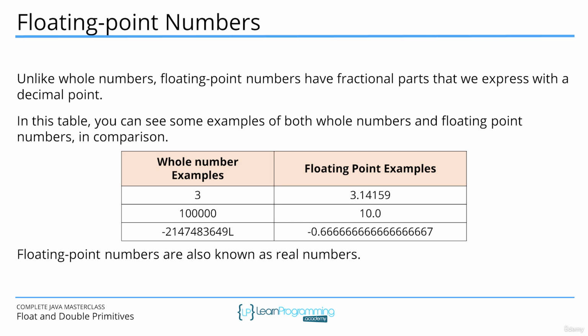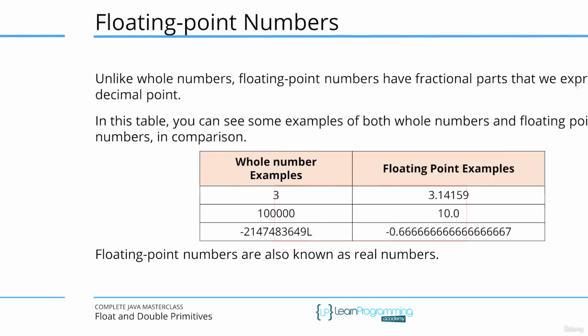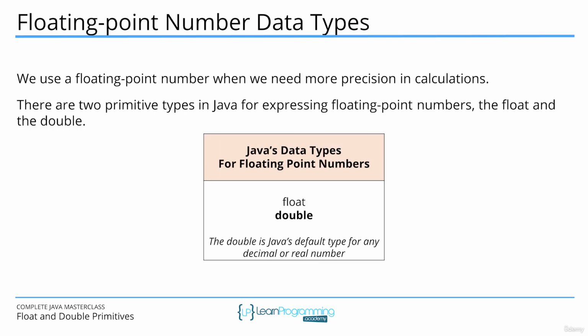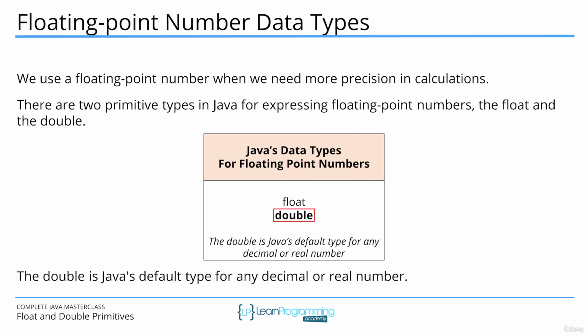The examples on the left show 2 positive, numeric literal integers and 1 negative long. The examples on the right show just a couple of ways to express floating point numbers. We use a floating point number when we need more precision in calculations. There are 2 primitive types in Java for expressing floating point numbers, the float and the double. The double is Java's default type for any decimal or real number.